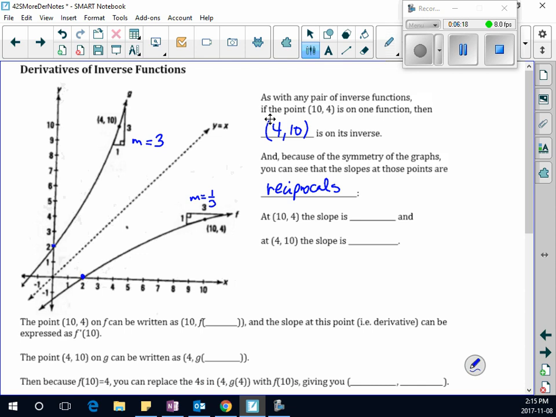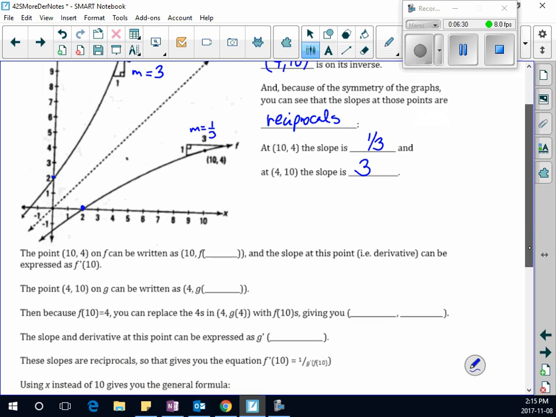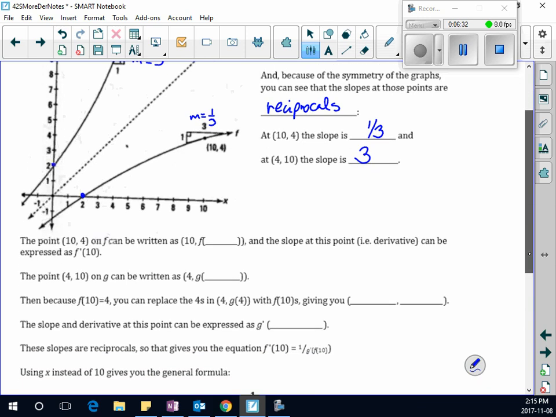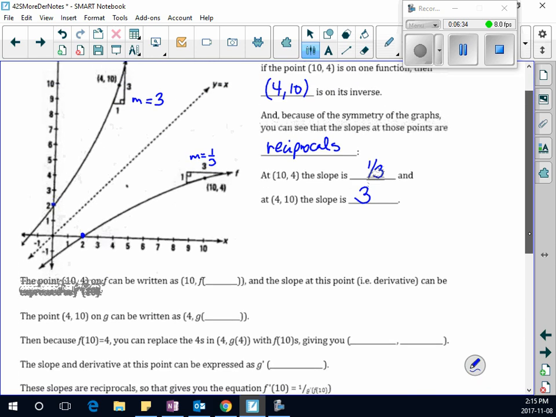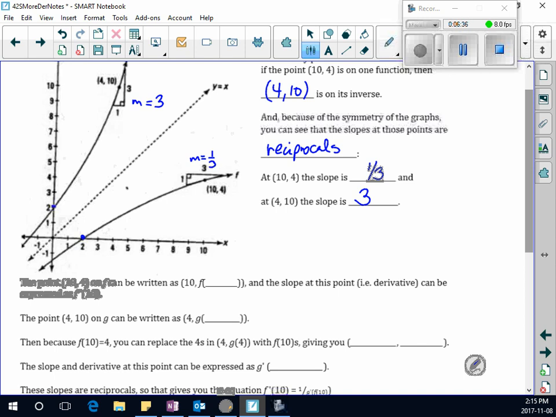Yes? At (10, 4), the slope was 1/3. At (4, 10), the slope was 3. Okay, so the point (10, 4) on the f function can be written as (10, f(10)), right? Does that make sense to you? Sure. Think about that for a second before we go on. This is going to be huge for where we're going, okay?